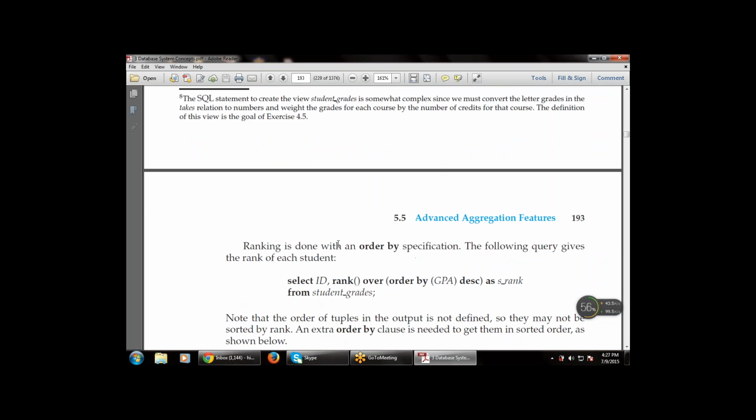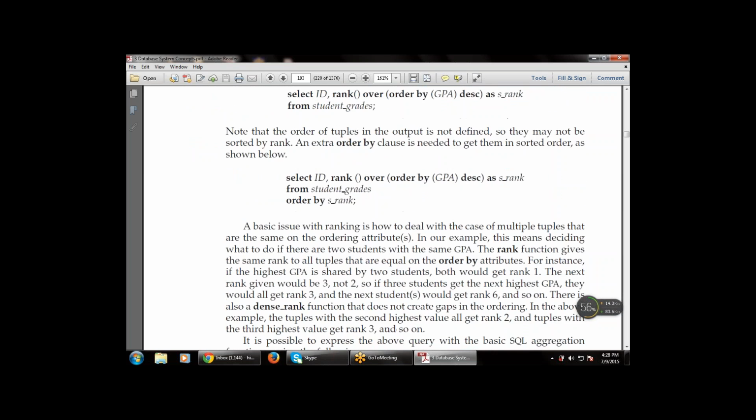That is ranking, and ranking is done with an order by specification, the order by clause. The following query gives the rank of each student: select ID, rank() over (order by GPA desc) as s_rank from student_grades. So the s_rank is computed by GPA, from the table student grades. This is the order by clause that we have used in the ranking part.